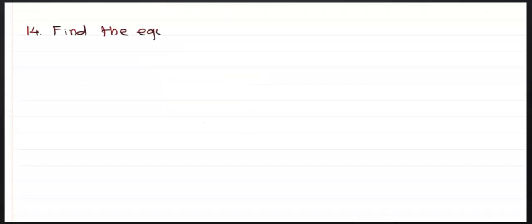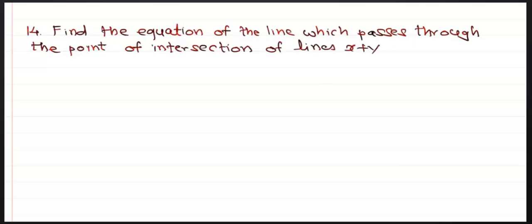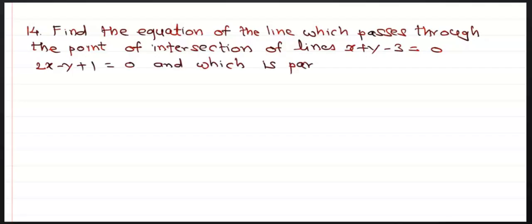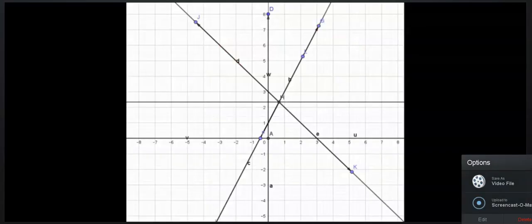Now question number 14. Find the equation of the line which passes through the point of intersection of the lines x plus y minus 3 is equal to 0 and 2x minus y plus 1 is equal to 0, and which is parallel to the x-axis. Now see this.